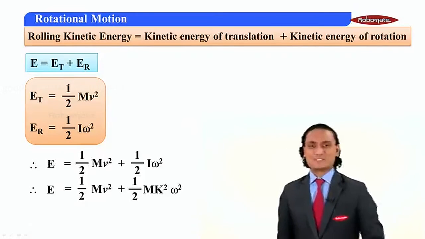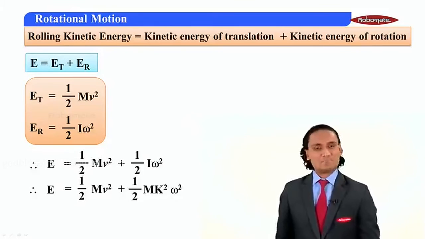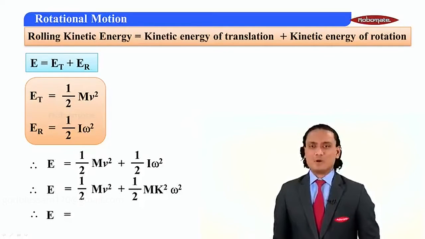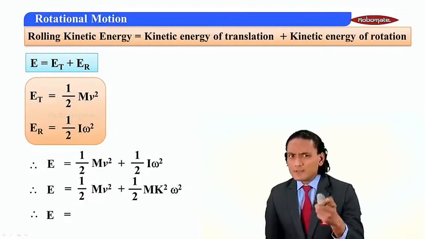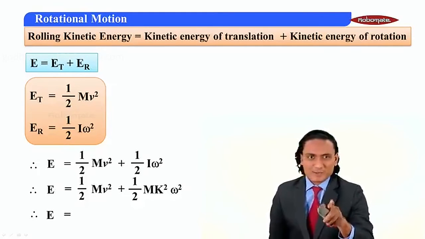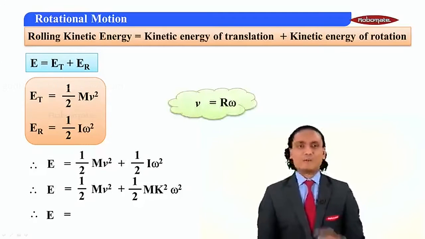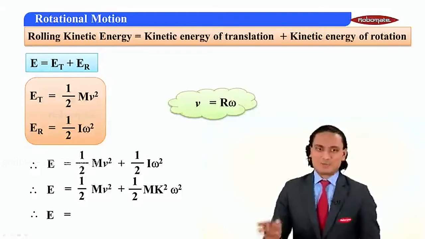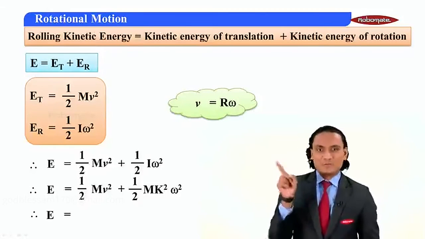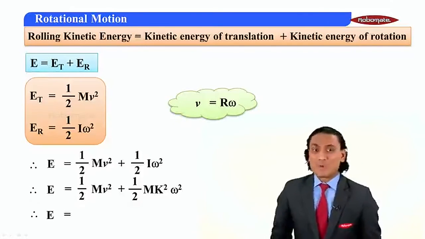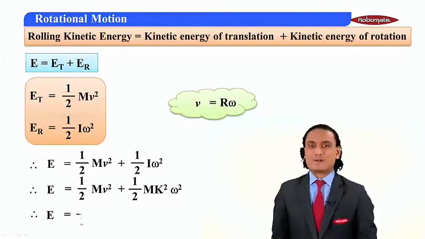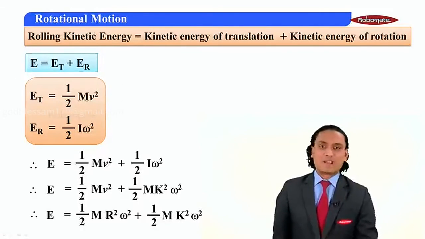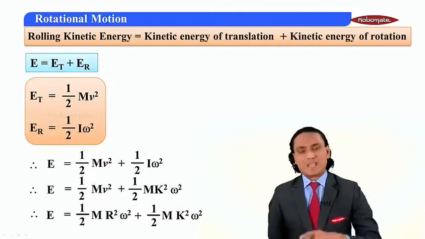So now, what will be the next step? Again, E is equal to, hold on, v, the linear velocity. Any formula for linear velocity? V is equal to r omega, from circular motion. We have also used this in the previous modules. So v is r omega. What will be v square? V square will be r square omega square. So this will become half m r square omega square plus half m k square omega square.